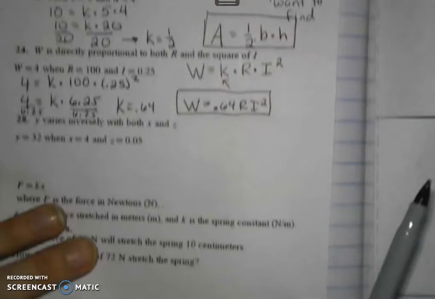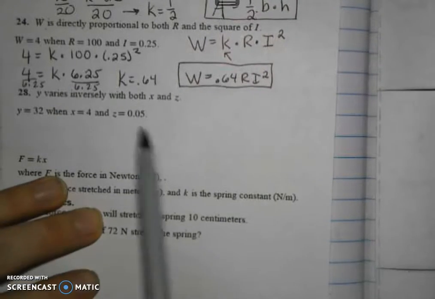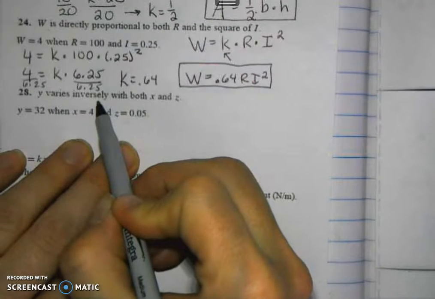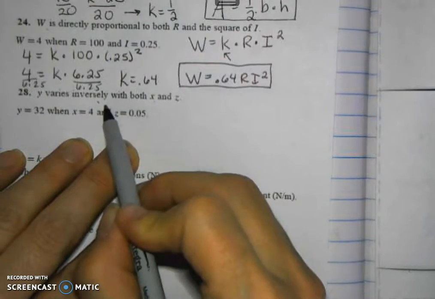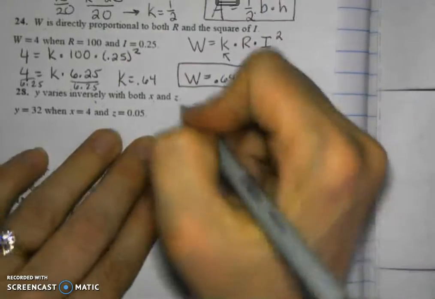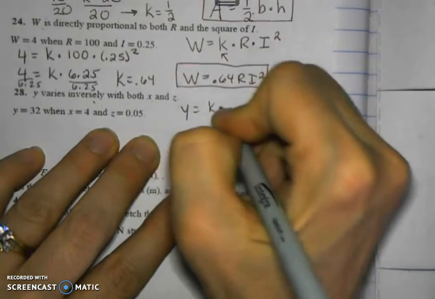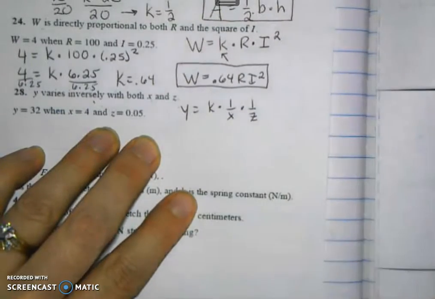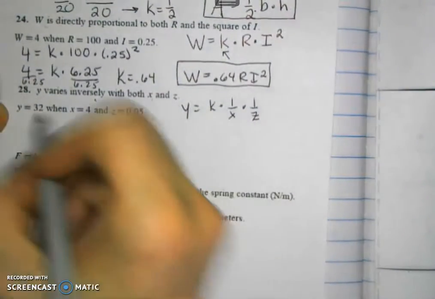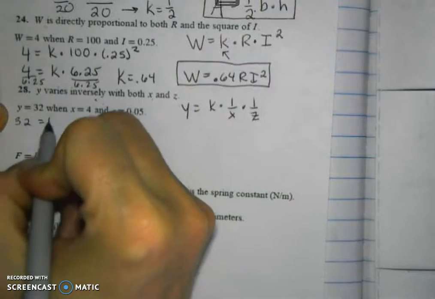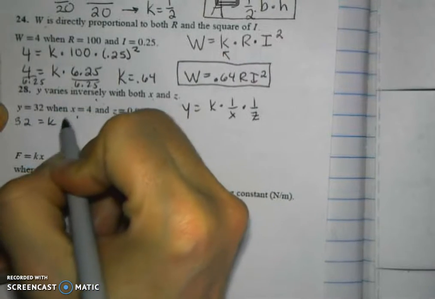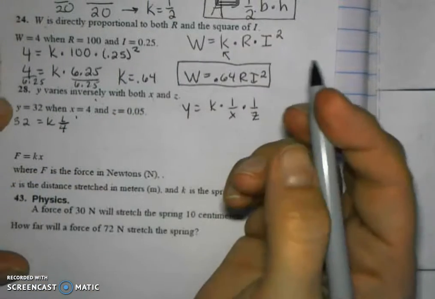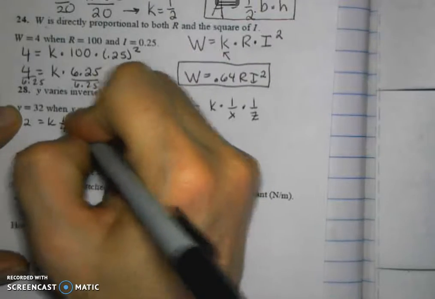All right, y varies inversely with both x and z. Inversely means we need to multiply by the fraction 1 over x and 1 over z. Okay, so y equals k times 1 over x times 1 over z. They tell us y equals 32 when x equals 4 and when z equals 0.05.